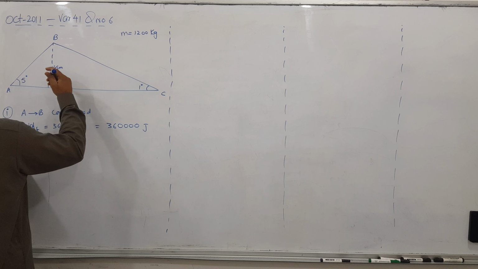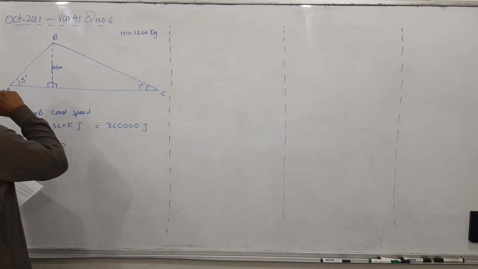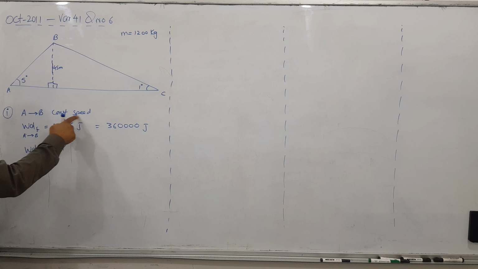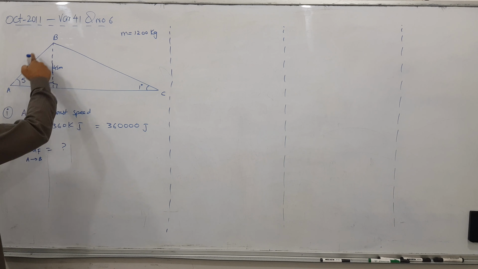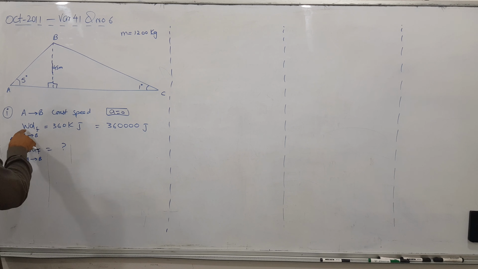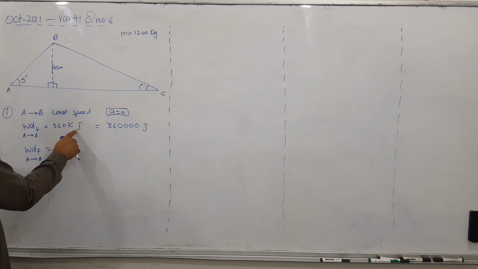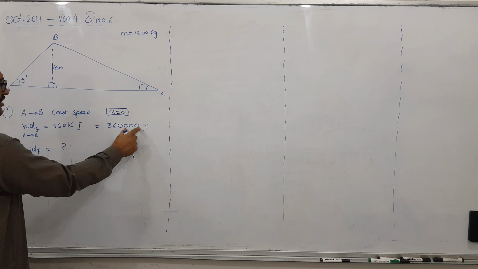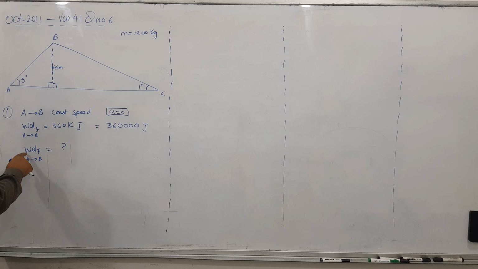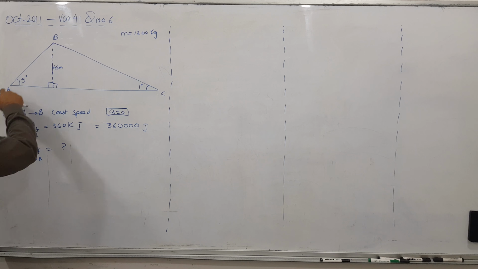So this is 45. And from A to B, speed is constant, so from here speed is constant. What is speed here? Same here. Speed constant means acceleration is equal to 0. Maybe not used here, but anyway, just for knowledge. And work done by friction force from A to B is 360 kilojoules, kilo means into thousands. Work done by applied force from A to B is our question.